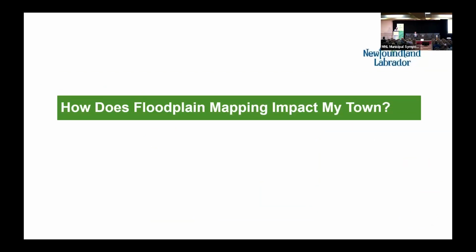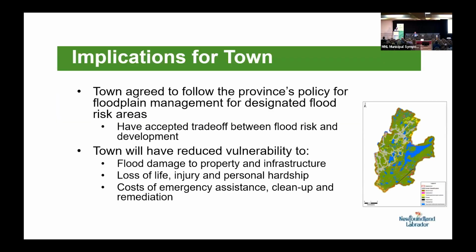So how does floodplain mapping affect or impact my town? If you're a town and you've agreed to have floodplain mapping developed, that means you've agreed to follow the province's policy for floodplain management. So your town has accepted a trade-off between flood risk and development levels in your town. But it also means that you have reduced vulnerability to flood damage to property and infrastructure. So these are good things. You have reduced vulnerability to loss of life and injury, and the cost of emergency assistance and cleanup after floods will be reduced as well. These are the benefits to you as a town if you adopt designated floodplains and abide by development policies for those flood zones.